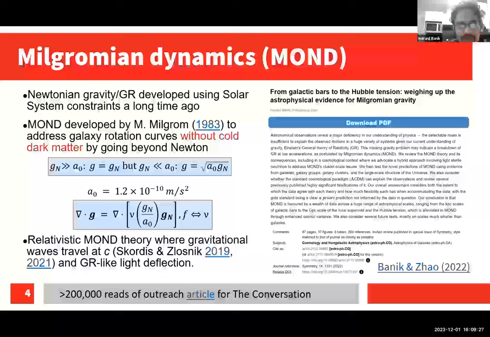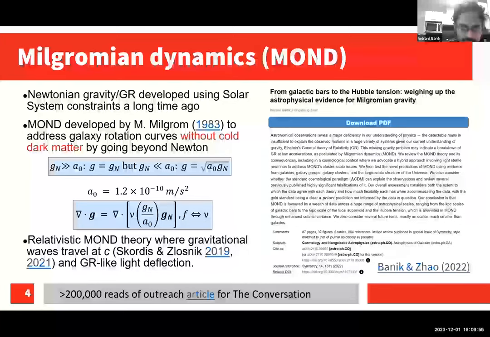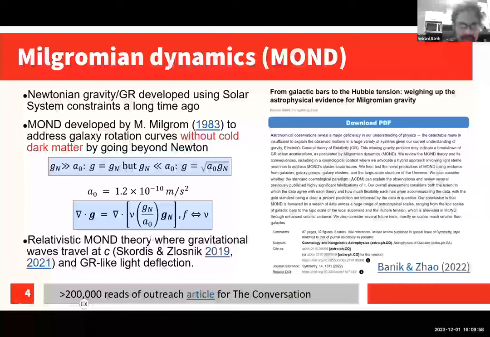In general, you would say that g equals some interpolating function mu times gN. And in order to achieve a generalization to more complicated geometries, you just take the divergence of both sides. So you get grad dot g equals grad dot nu gN. Nu is an interpolating function which takes as argument the magnitude of the Newtonian gravitational field strength. And this can be derived from a Lagrangian, so it satisfies the usual conservation laws. You can also make a relativistic theory.